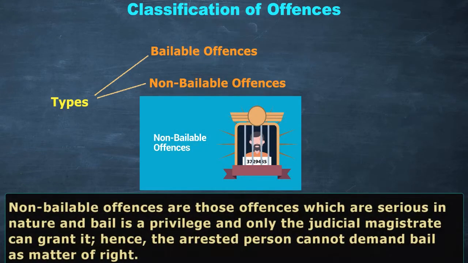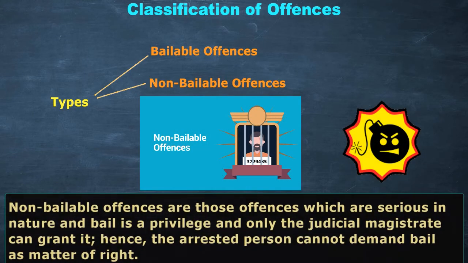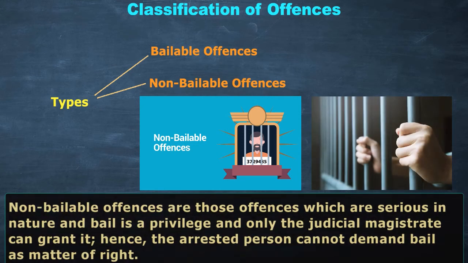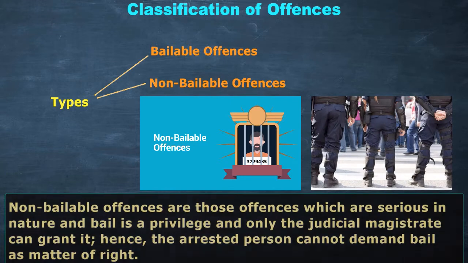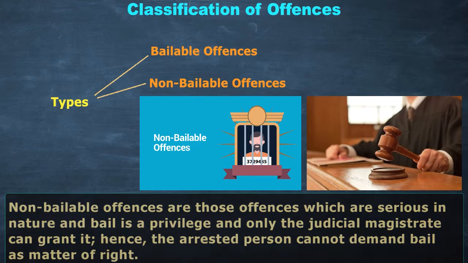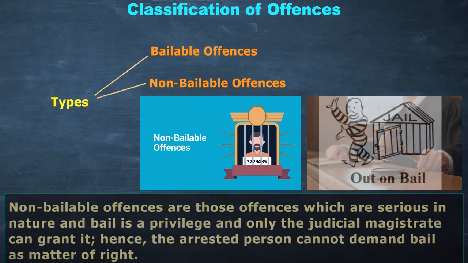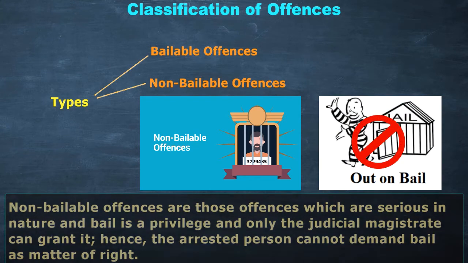Non-bailable offenses are those offenses which are serious in nature, and bail is a privilege and only the judicial magistrate can grant it. In bailable offense, a police officer can also, but in non-bailable offense, only the judicial magistrate can grant it. Hence, the arrested person cannot demand bail as a matter of right. Pay attention. He can get bail or cannot, as he cannot demand it as a matter of right. So this is the basic difference between bailable offense and non-bailable offense.